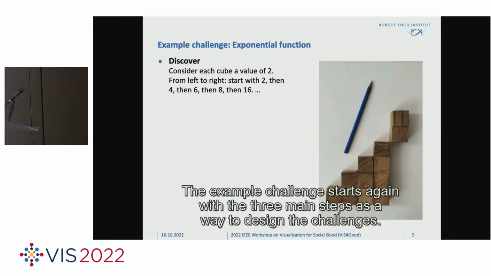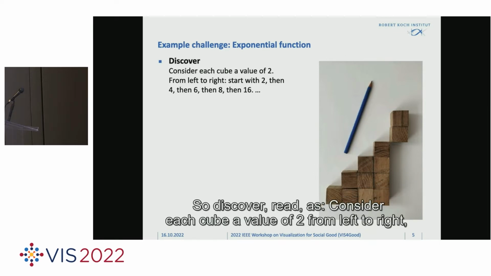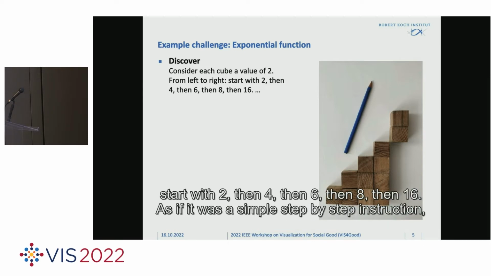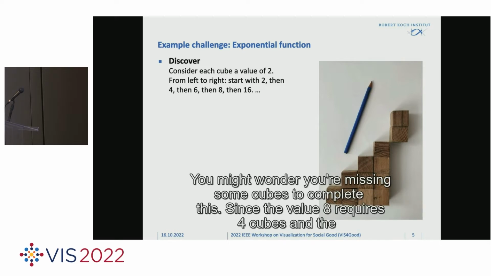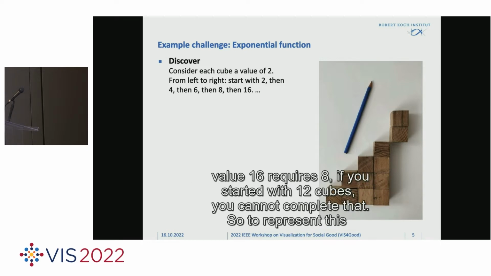The example challenge starts again with the 3 main steps as a way to design the challenges. So discover reads as consider each cube a value of 2. From left to right, start with 2, then 4, then 6, then 8, then 16. So as if it was a simple step-by-step instruction. You might wonder you're missing some cubes to complete this, since the value 8 requires 4 cubes and the value 16 requires 8. If you started with 12 cubes, you cannot complete that.